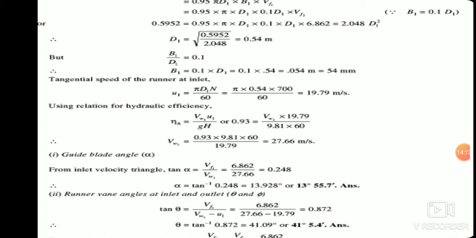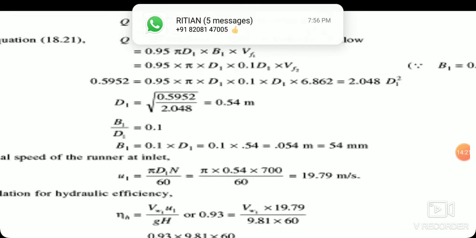Then tangential velocity U1 is equal to pi D1 N divided by 60. Therefore it will be 19.79. Then hydraulic efficiency of the Francis turbine is given by the equation VW1 U1 divided by gH.